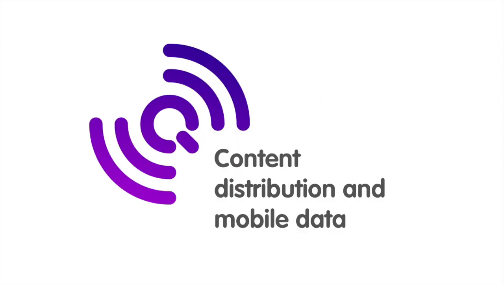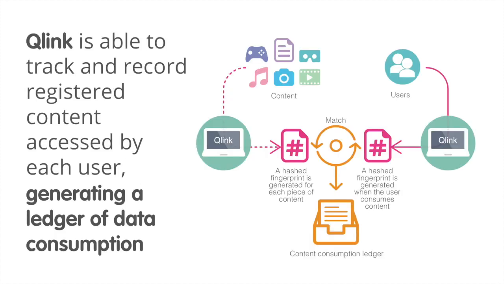So the next application is the content distribution and mobile data. Qlink is able to track and record registered content accessed by each user and generate a ledger of data consumption. So what does all this mean and how does this work?